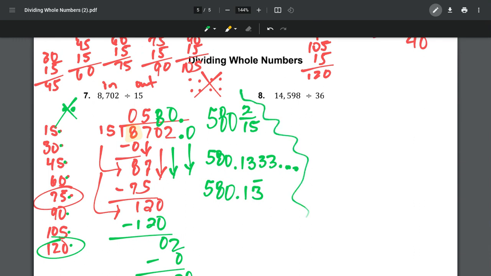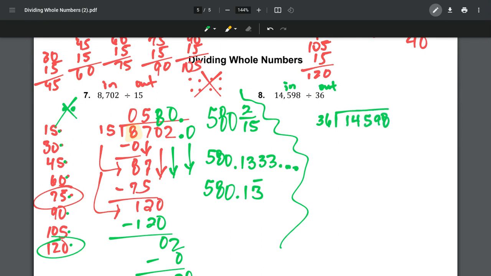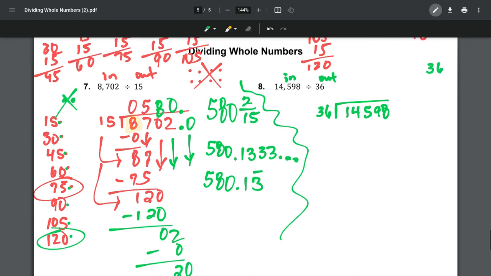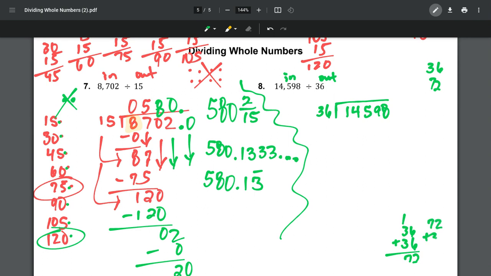All right. This goes in and this goes out. Oh, and we definitely don't have 36 on the chart. Got to do more adding to skip count. So you start off with 36. And I'm going to go down here. 36 plus 36. 6 plus 6 is 12. Carry the 1. 72. All right, 72 plus 36. 8, 10, 108.